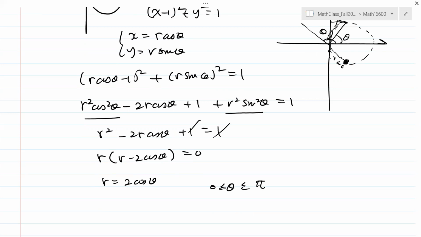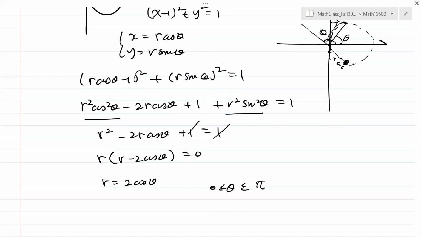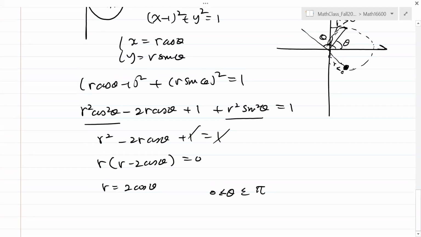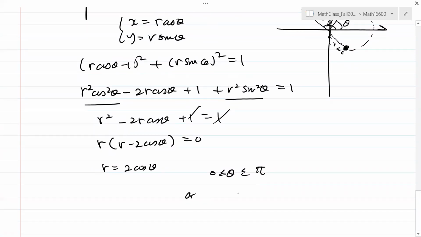You can also describe this circle for theta from negative pi over 2 to positive pi over 2. Or you can try this. It's the same, the period is pi. Okay.